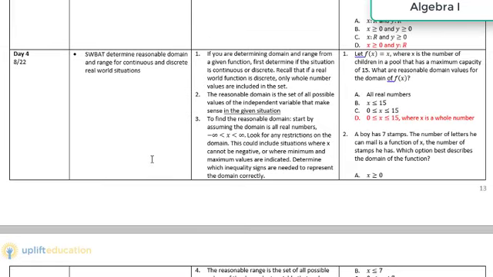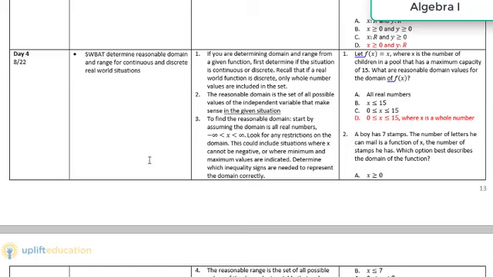Day 4, this is determining reasonable domain and range for real world situations. Now, I mentioned this before, talking about how you should try to push that analytical piece on your scholars so that they can really start to think about whether their solutions make sense or not given the context of a real world problem. This is something that I know my scholars struggle with.